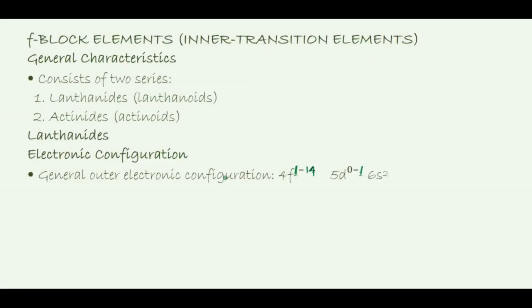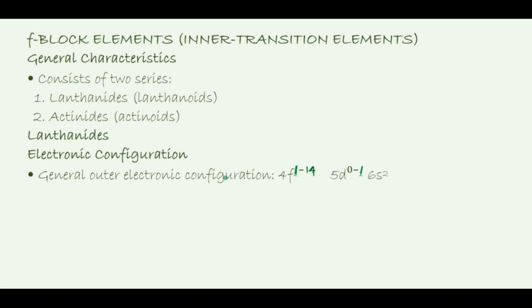Questions you can expect. Now to see f block elements, which are also known as inner transition elements. This consists of two series. One is lanthanides, another one is actinides. Each has 14 elements. First, let's talk about lanthanides.